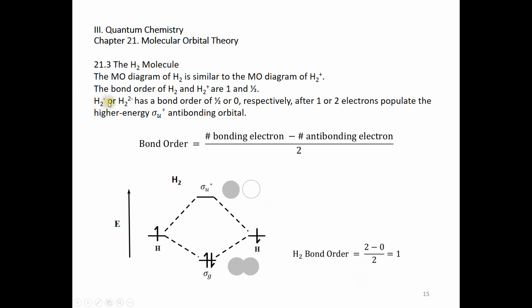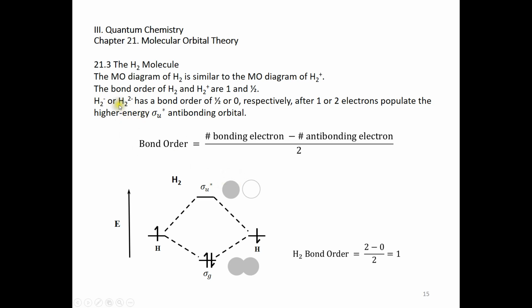What about H2-? That means we have 1 additional electron. We can only put this additional electron in the sigma u star anti-bonding orbital, and therefore we have 2 bonding electrons and 1 anti-bonding electron in H2-. In that case, the bond order is also 1/2. It's 2 minus 1 over 2. So both H2+ and H2- have a bond order of 1/2 for different reasons. In H2+, there's only 1 bonding electron. In H2-, we have 2 bonding electrons, but also 1 anti-bonding electron.